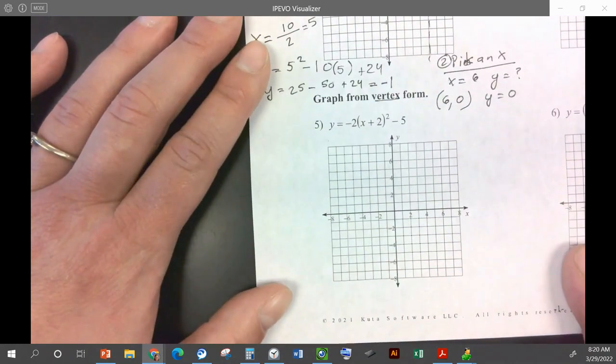Which one do you guys want to do? Does 5 look the hardest? Should we do 5? Is that okay with you guys? Okay, let's do 5.